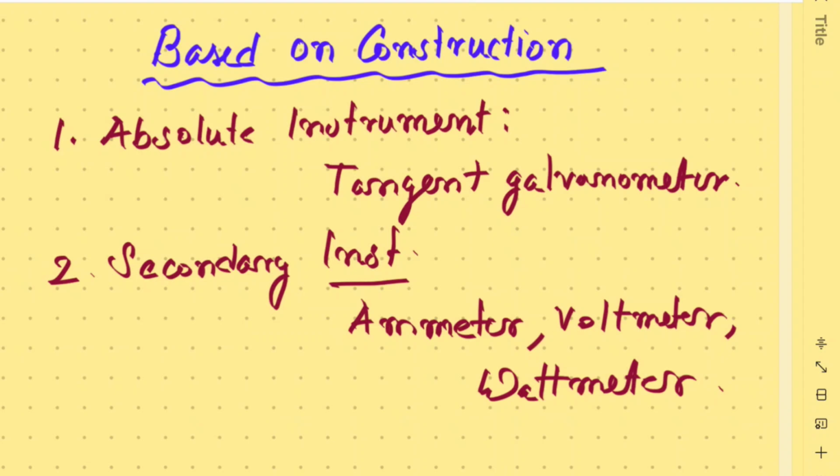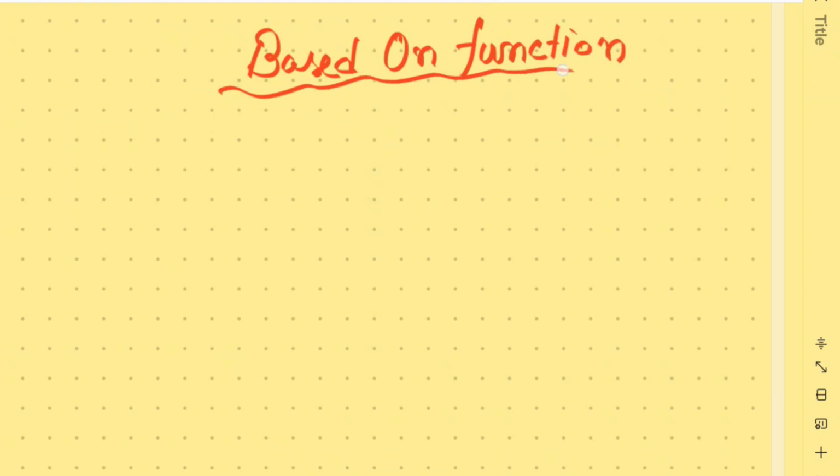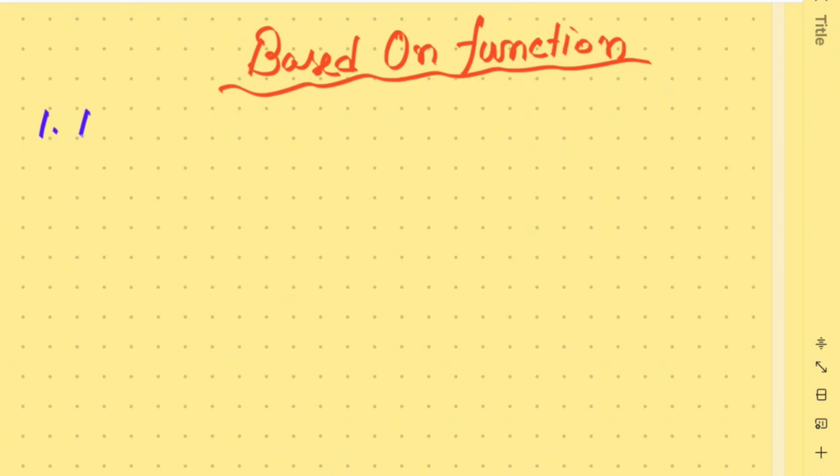That is based on function. The first one is indicating instrument. From the name we can say that some indicator should be there in that instrument. These show instantaneous values through a pointer or digital display.